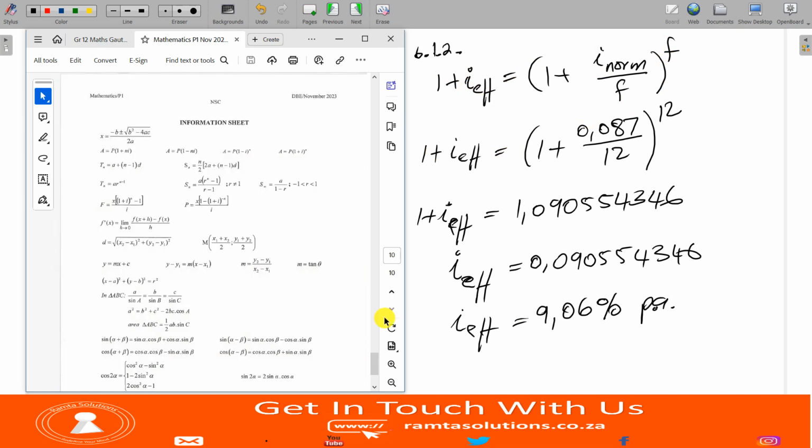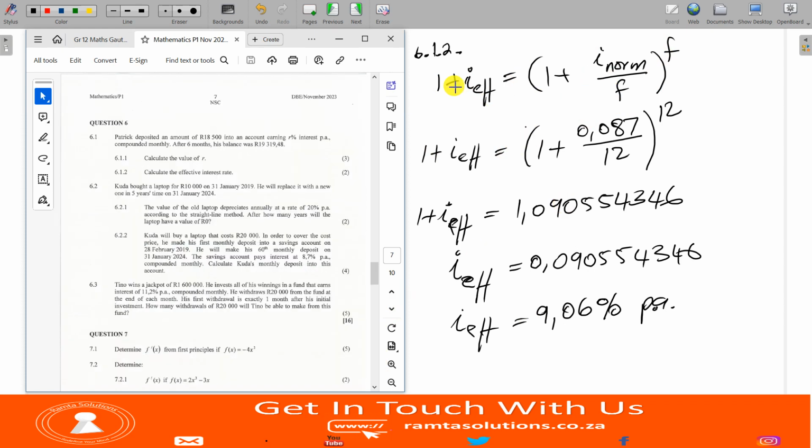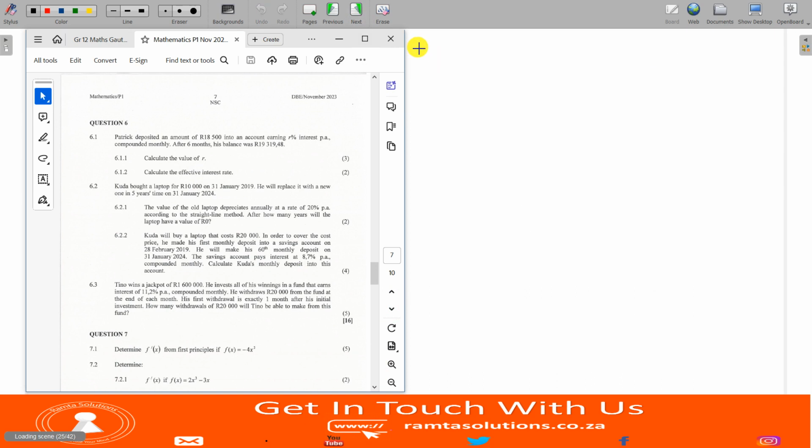Okay, let me confirm for you. Can you guys see that? Under finance, you get it? It is not given in your formula sheet. So it's one formula that you should know. Okay, perfect. All right, 6.2, let's see.